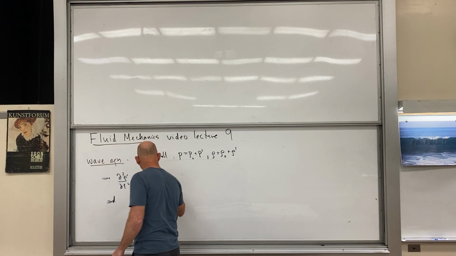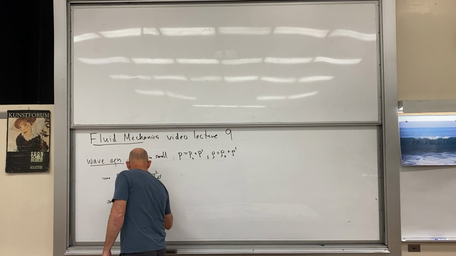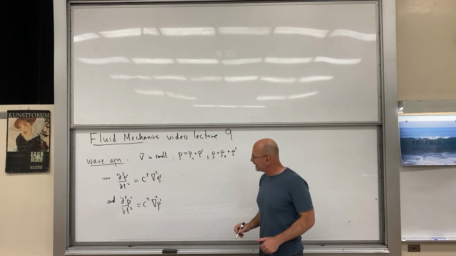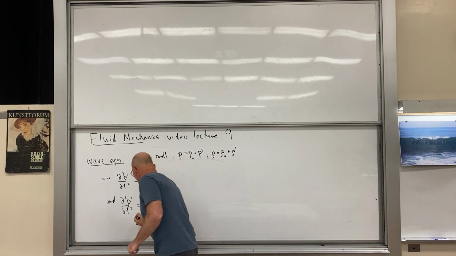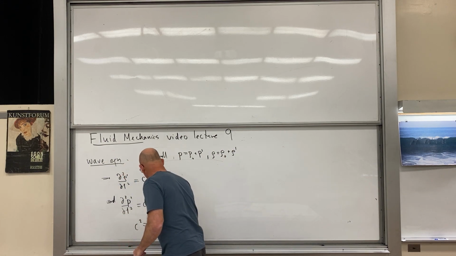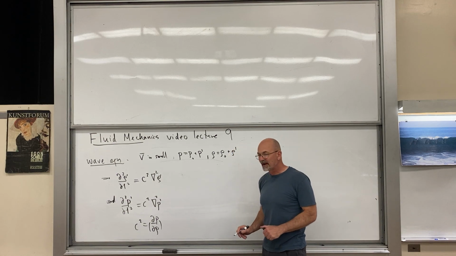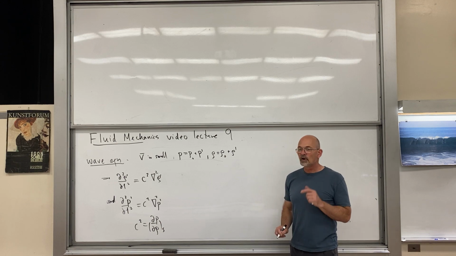And by the way, those are those little primed small density fluctuations, and d squared p prime dt squared was c squared del squared p prime. And our speed here, which is the speed of sound, we're talking about sound waves, c squared was equal to dp d rho, so the derivative of pressure with respect to density at constant entropy. So that's how far we had gotten.